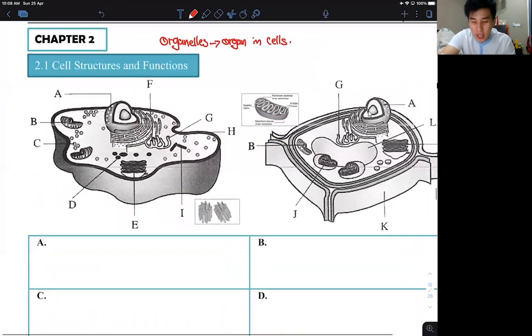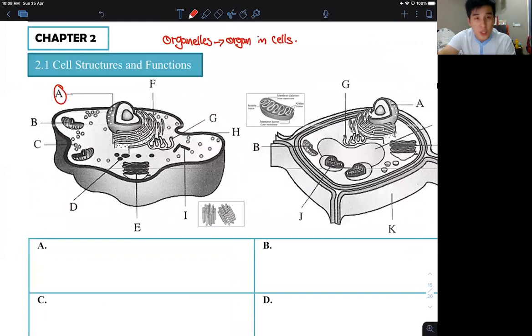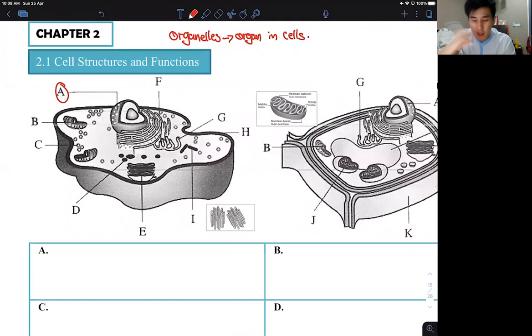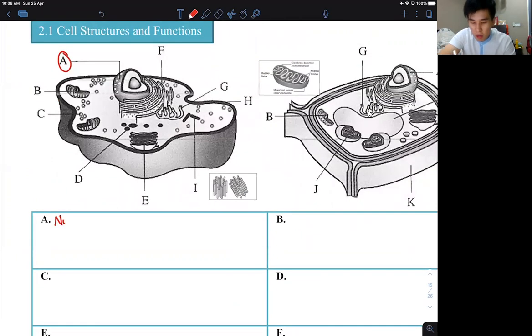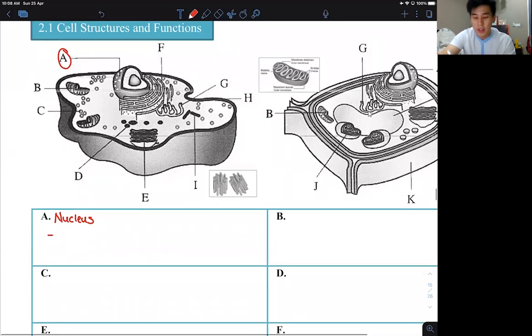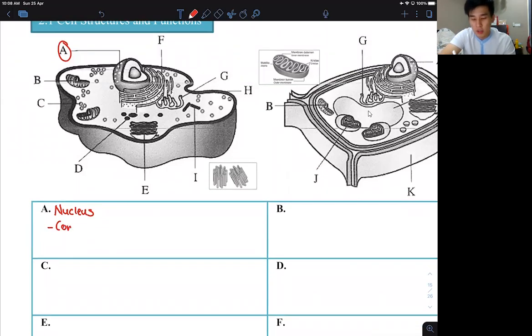Okay, now A. This is the most basic thing, the round circle inside your cell at the center of the cell. By now, you should know what it is. This is your nucleus, right? The nucleus function, since Form 1, is to basically control all cell activities.